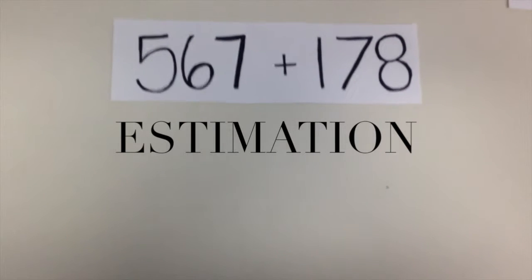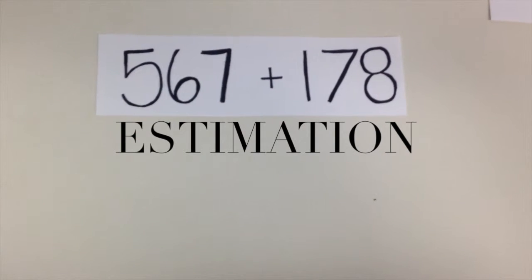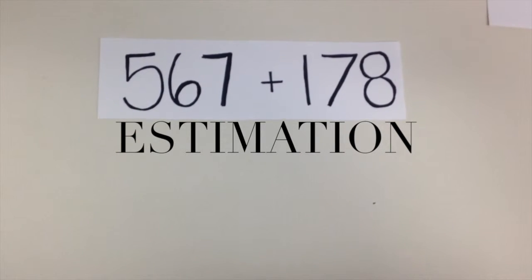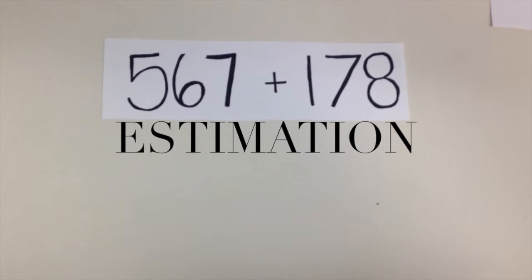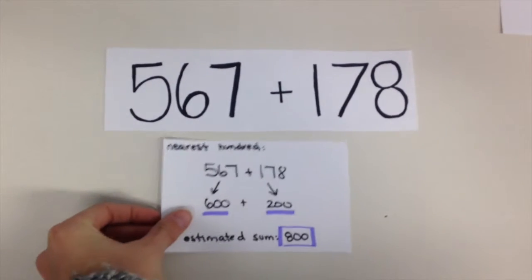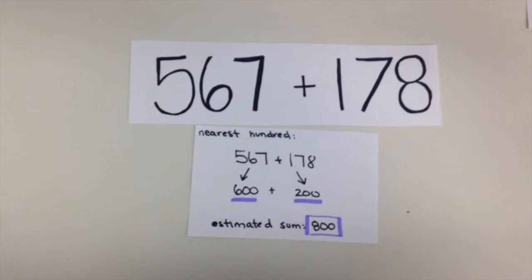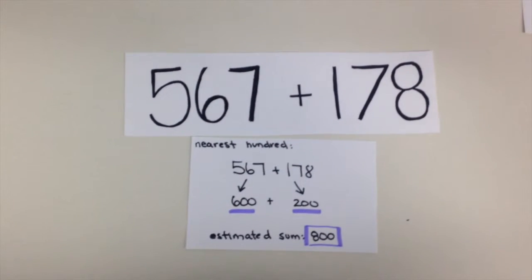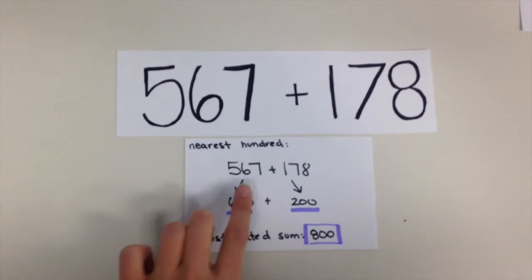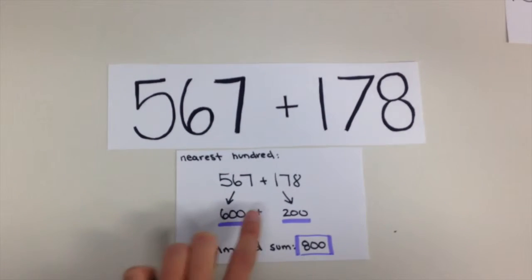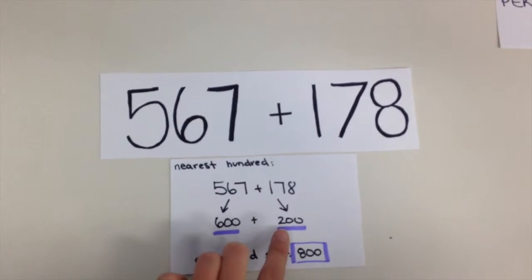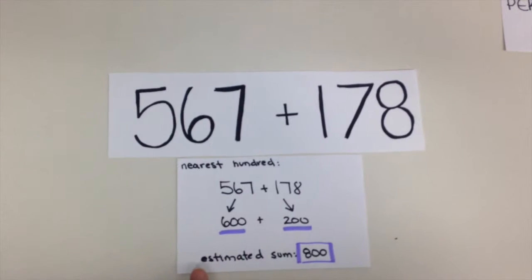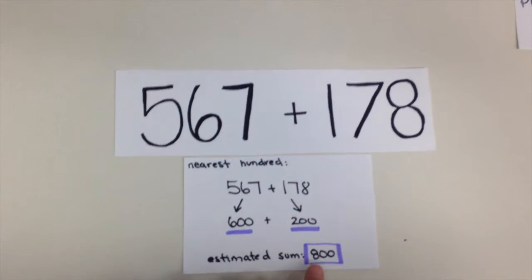When approaching this equation, I would first start by estimating. To do a computational estimation of this equation, I would use a rounding method. For example, you might first start by rounding both terms to the nearest hundred. In this example, we would round 567 up to 600 and 178 up to 200. In this case, the estimated sum is 800.